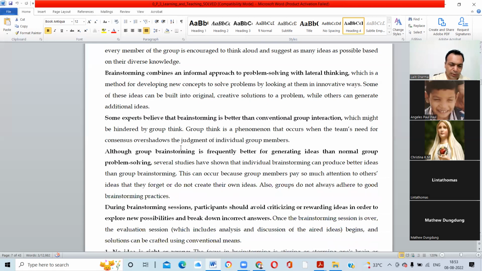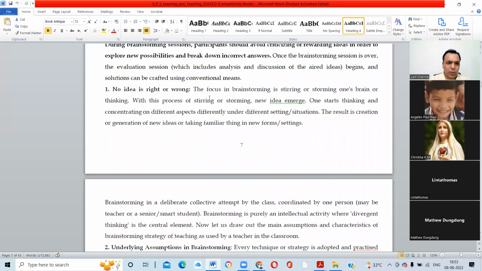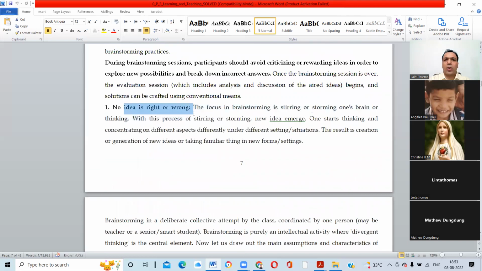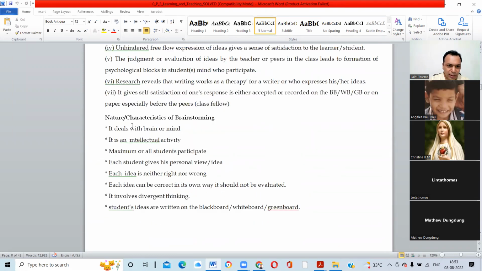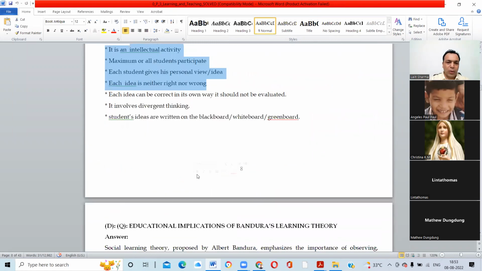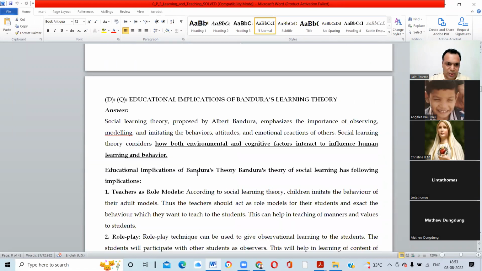So you have to define brainstorming. I have made easy notes for you. I have defined here that no idea is right or wrong. What happens in brainstorming is that every idea is taken care of. You just have to give any idea. With the help of brainstorming, our thought process expands. So this is a kind of teaching strategy. These are the nature and characteristics of brainstorming. These are the short questions now.